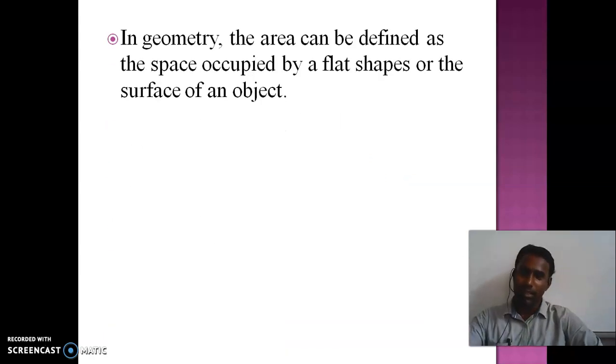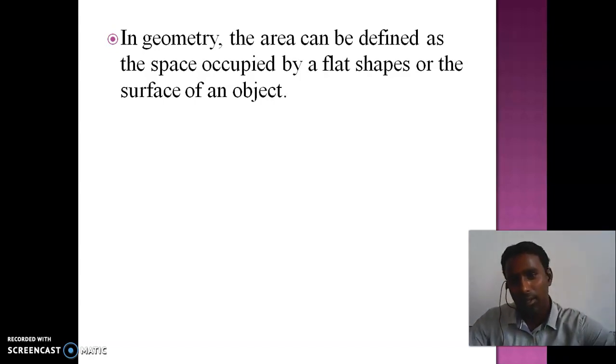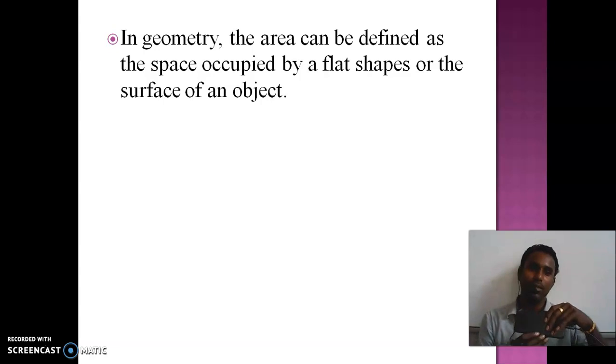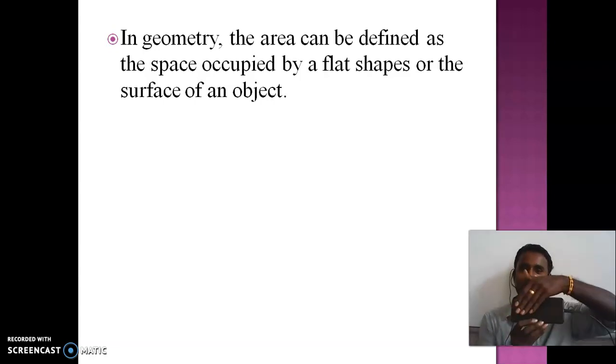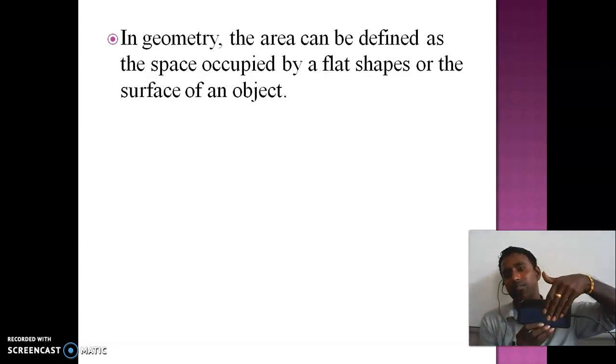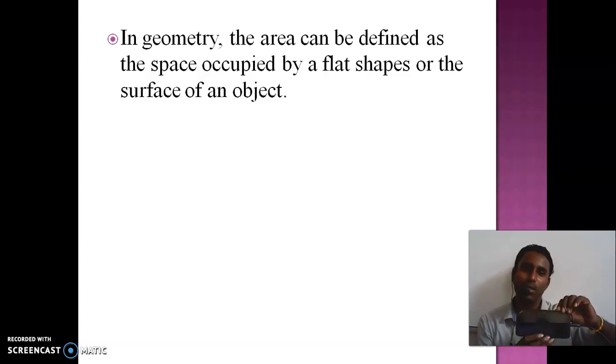In geometry, the area can be defined as the space occupied by a flat shape or surface of an object. I am saying it is nothing but a flat surface, that is called area. For example, see here in my mobile. This is a flat surface. This flat surface we call area, the space occupied by a flat surface.